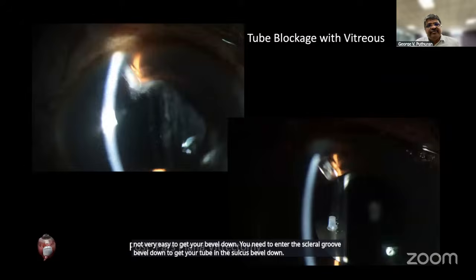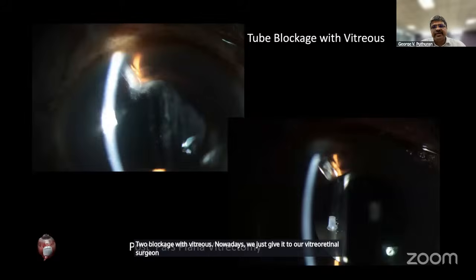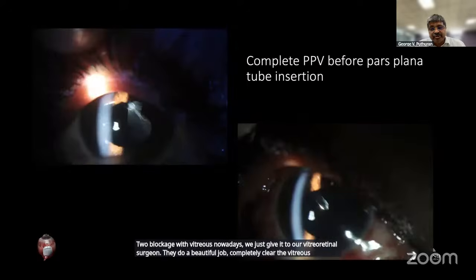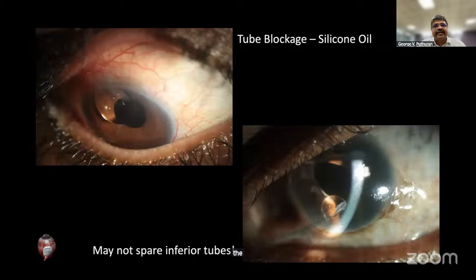Tube blockage with vitreous, nowadays we just give it to our vitreoretinal surgeon. They do a beautiful job, completely clear the vitreous away. You should also know that for a pars plana tube insertion, you should have a complete vitrectomy, including a clearing of the vitreous base. Otherwise, some vitreous strands can come, block your tube, and the tube function can get compromised. This becomes a little tricky.